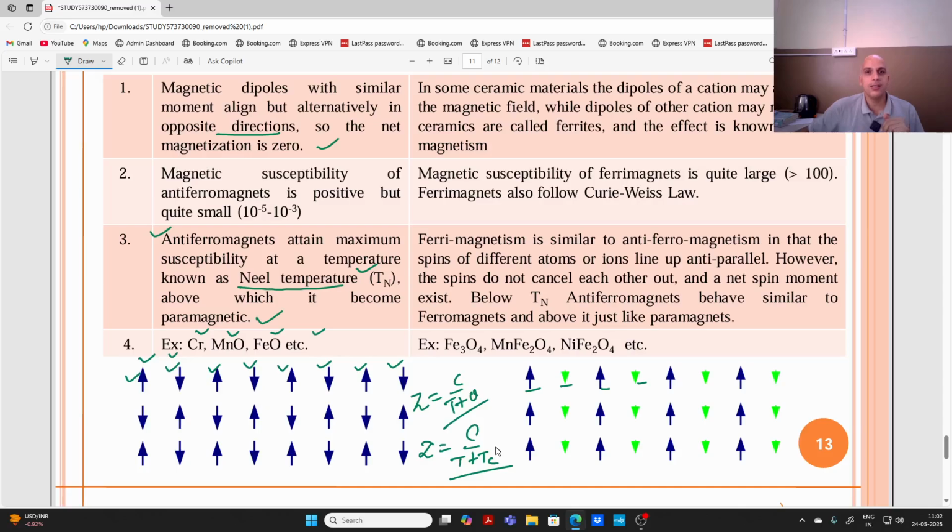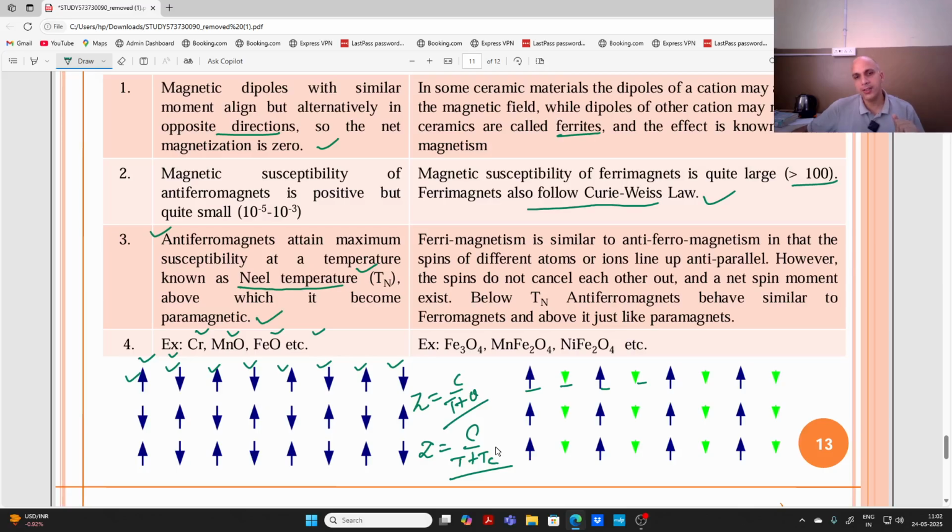You can see here, in some ceramic materials the dipole of one cation may align with the magnetic field, while the dipole of another cation may not. These ceramics are called ferrites. They are explaining it in other terms, but what I am saying is the magnetic dipoles are of different magnitude. Magnetic susceptibility of ferrimagnetics is quite large, and it also follows the Curie-Weiss law.